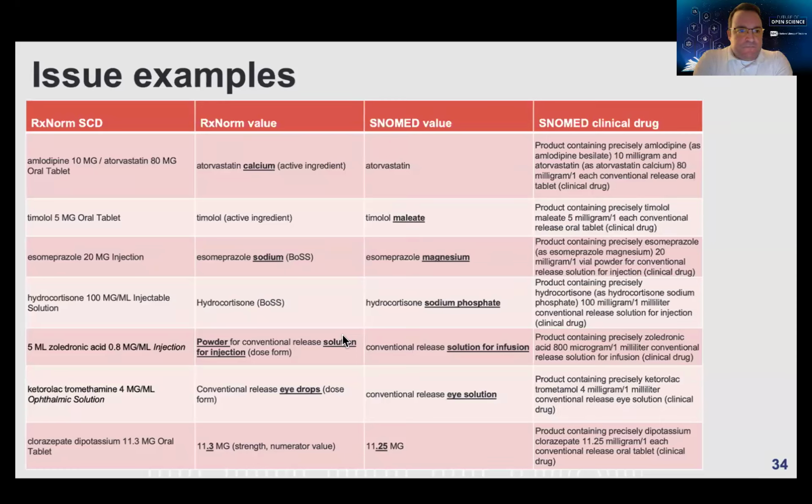For example, the first issue is a multiple drug product, amlodipine 10 milligram with atorvastatin 80 milligram. RxNorm has an active ingredient of atorvastatin calcium, while its SNOMED counterpart is logically defined with atorvastatin. Because of this difference, an equivalence can't be drawn after translation. The same is true for the following 3 issues with ingredients. So RxNorm may say timolol, but SNOMED says timolol maleate.